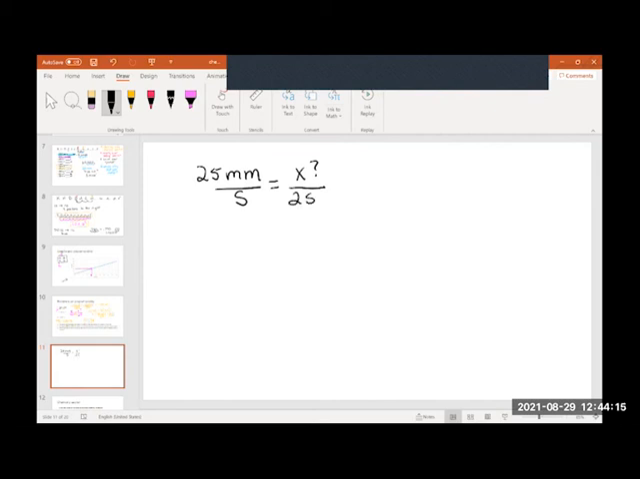This is a proportionality problem all over again, and it means we cross multiply. We now have x times s equals 25 millimeters times 2 seconds. Divide by s, and now we get x equals 50 millimeters.